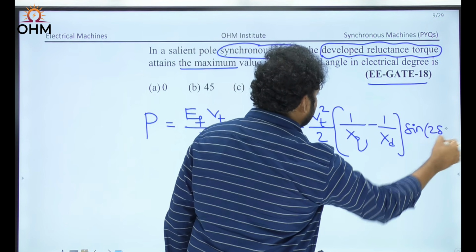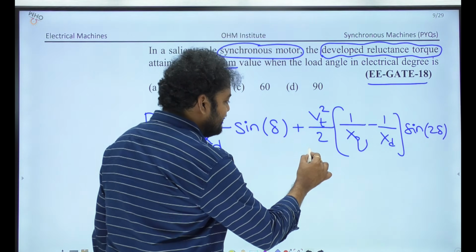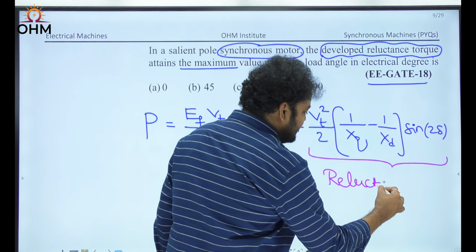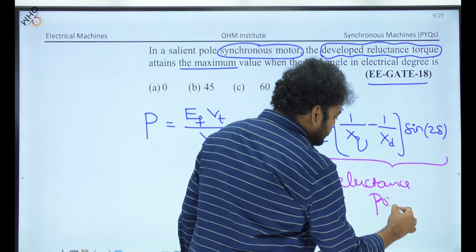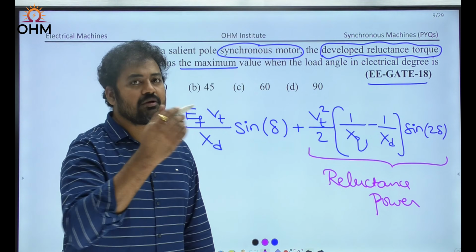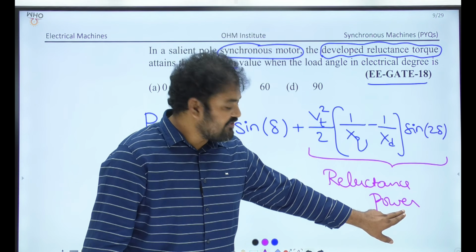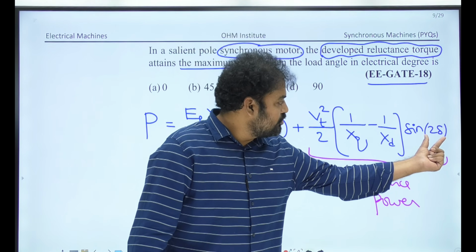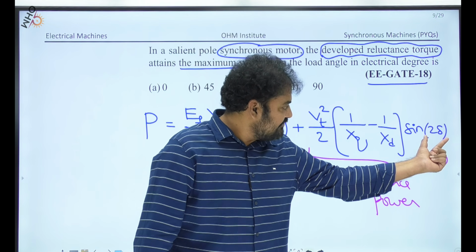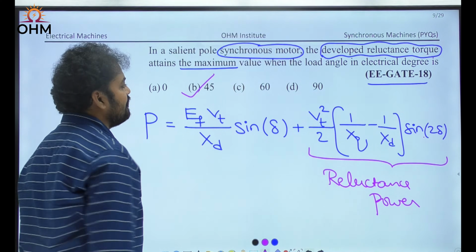delta. Okay. Now the question is about reluctance torque, and reluctance torque will be proportional to reluctance power. So if reluctance power is maximum, reluctance torque will also be maximum, because in a synchronous machine, torque is directly proportional to power. And tell me, at what load angle this reluctance power will be maximum? Yes, if 2 delta is equal to 90 degrees. We know sine 90 is maximum. 2 delta will be 90 degrees if delta is equal to 45 degrees. Therefore, the answer is 45 degrees.